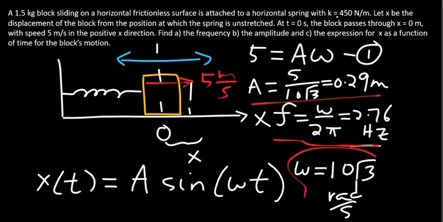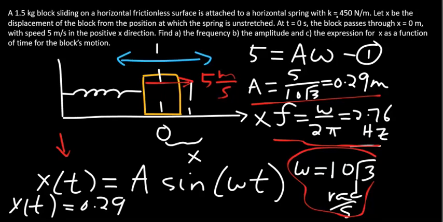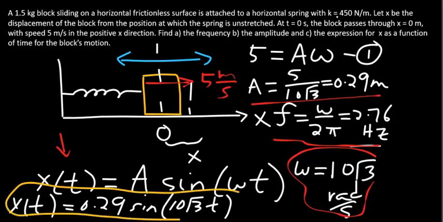We also have the value for the angular frequency. Now we can do part C, the expression for x as a function of time. So that means this expression right there. So substituting the value of A, which we know to be 0.29, x equals 0.29 sine of 10 times square root 3 t. So this is the answer for part C. And that solves the problem.